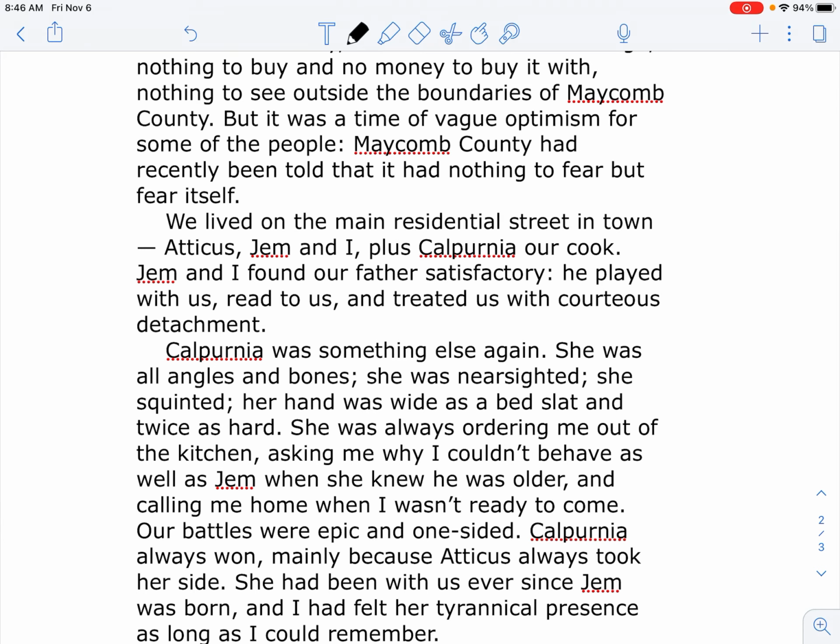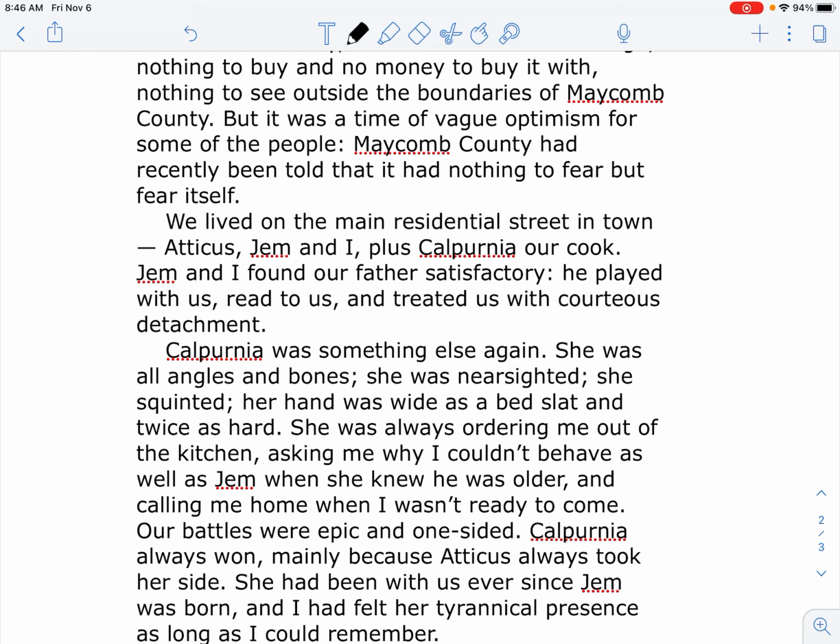We lived on the main residential street in town. Atticus, Jem, and I, plus Calpurnia, our cook. Jem and I found our father satisfactory. He played with us, read to us, and treated us with courteous detachment. Calpurnia was something else again. She was all angles and bones. She was nearsighted, she squinted, her hand was wide as a bed slat and twice as hard.